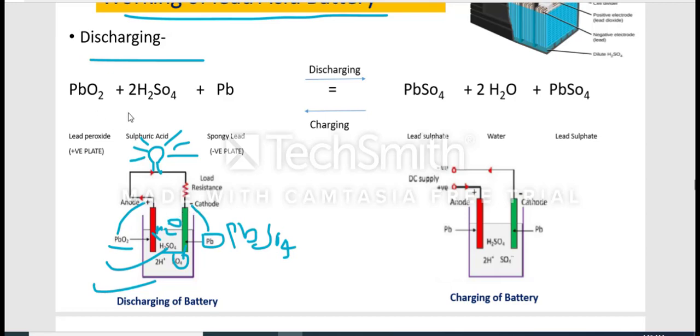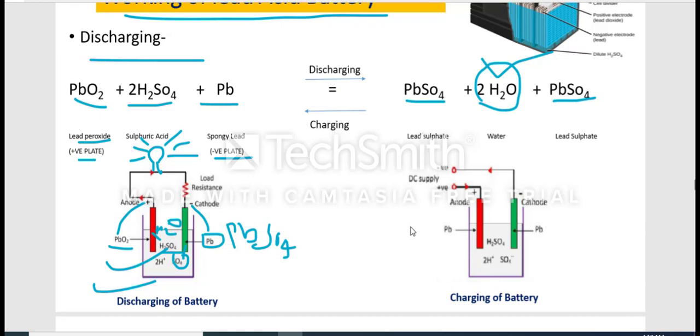You can see in this reaction, PbO2 is the lead peroxide, and this is the positive plate. Then H2SO4 acts as the electrolyte. Then Pb, sponge lead, is there, that is the negative plate. If the reaction takes place, then what happens? On discharging, PbSO4 and PbSO4 form at the plates, and H2O is generated. That means the quantity of water will be more. So this is the discharging process.